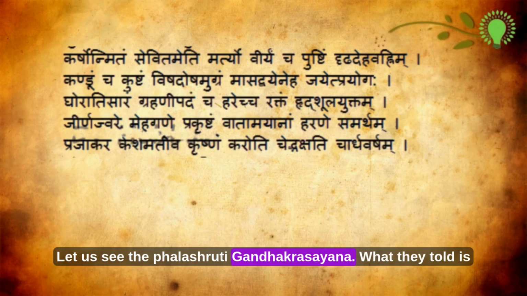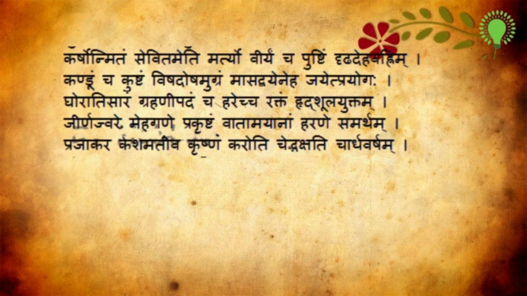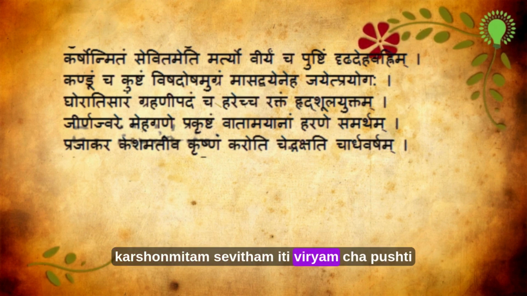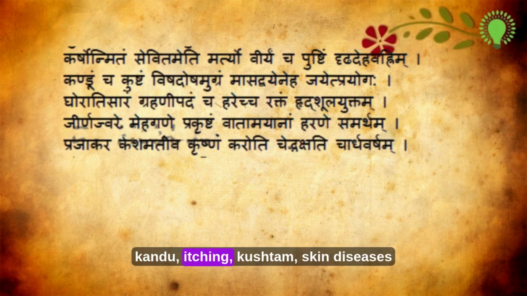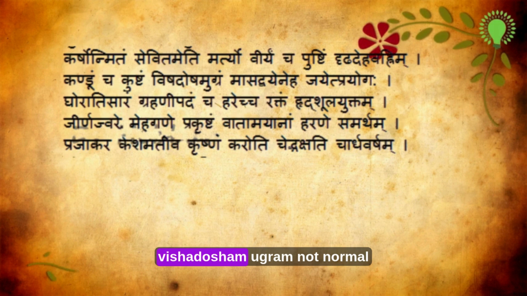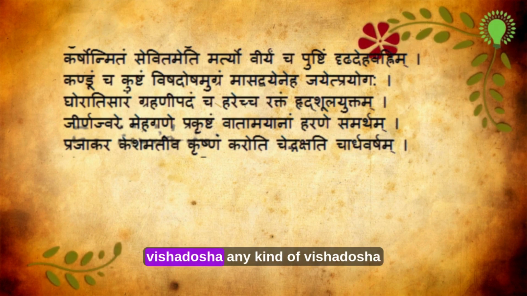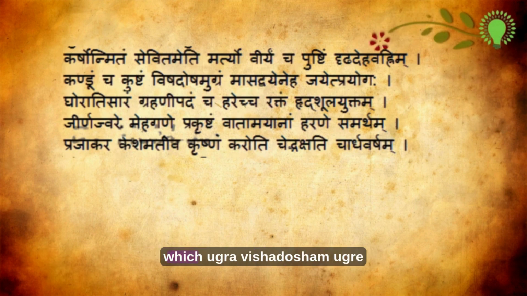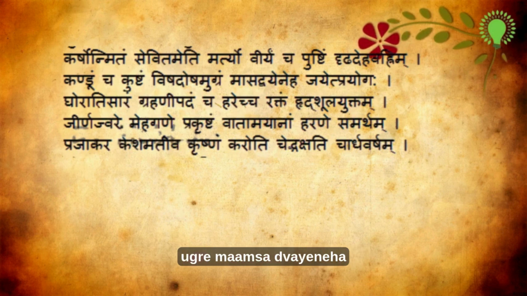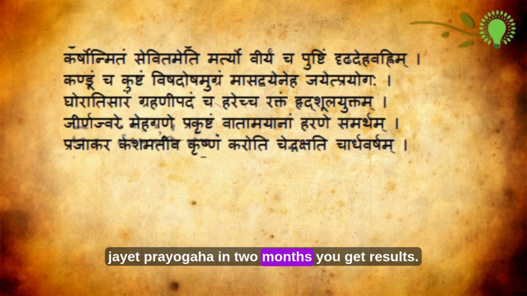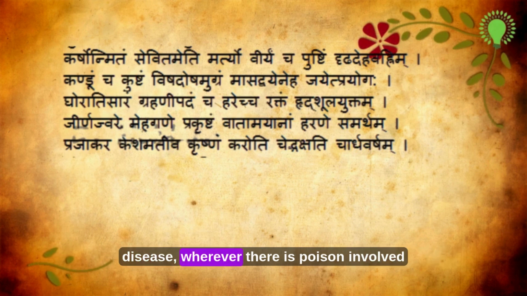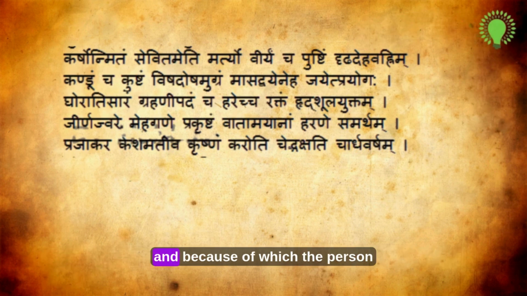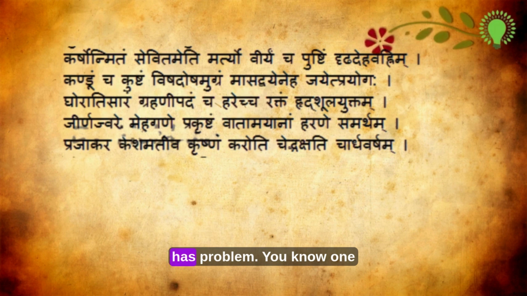Let us see the Phalashruti of Gandhaka Rasayanam. What they have told is: Karshonmitam Sevitamiti Viryam cha Pushti Chet Dehavanyam Kandu cha Kushtam. Kandu, itching; Kushtam, skin diseases; Vishadosham Ugram, not normal Vishadosha, any kind of Vishadosha which is Ugra. Vishadosham Ugre Mamsa Dvayeneha Jayet Prayogaha. In 2 months you will get results. In what diseases? Wherever there is itching, wherever there is skin disease, wherever there is poison involved, because of which the person has a problem.